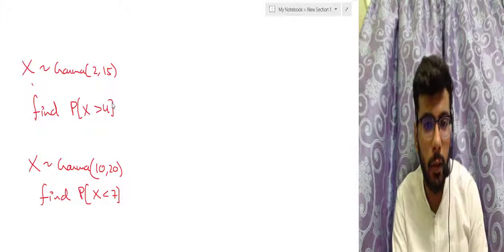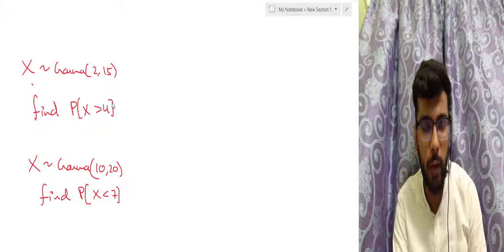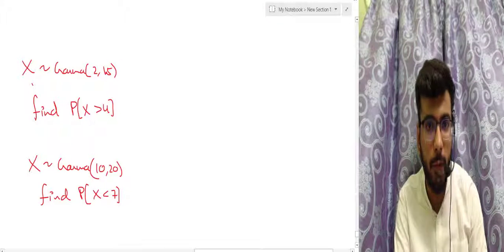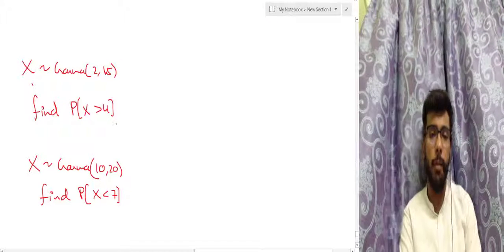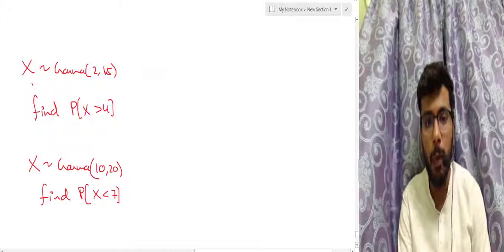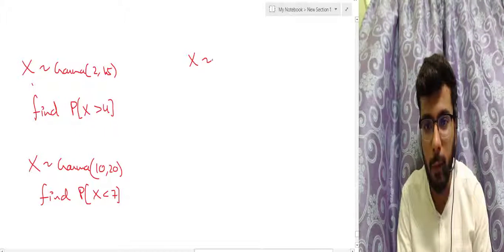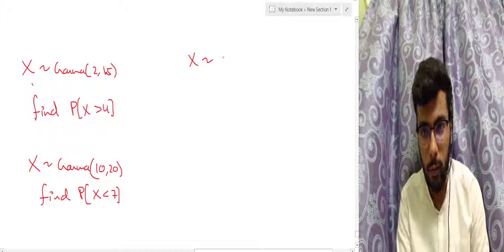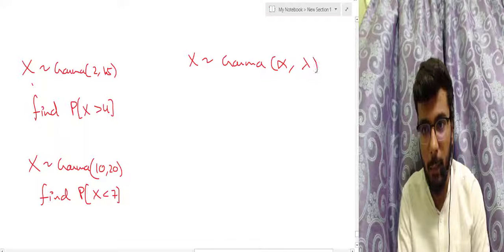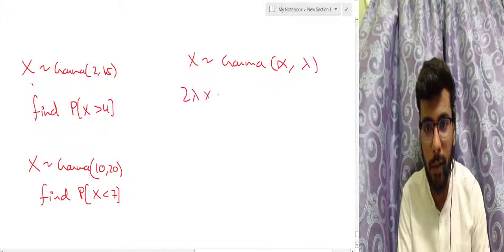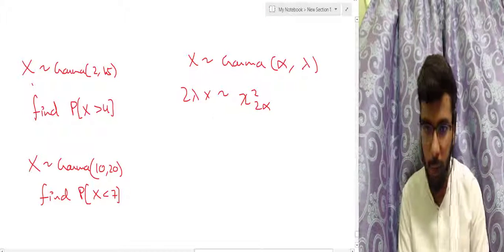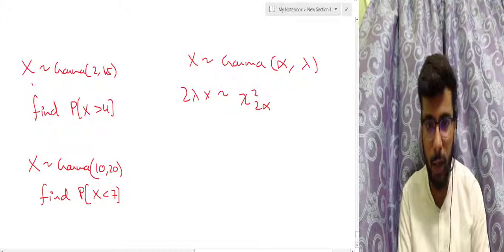Now let's look at the gamma distribution cases. So x follows a gamma 2 comma 1.5 distribution. This we have done before, and we need to find the probability that x is greater than 4. So we know that if x follows a gamma distribution with parameters alpha and lambda, then 2 lambda x has a chi-square distribution with degrees of freedom 2 alpha. And this is the definition that I am going to use.